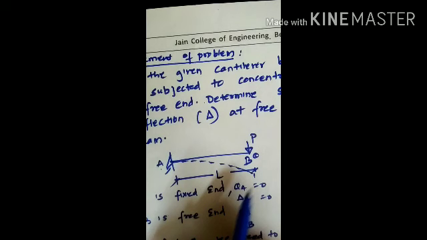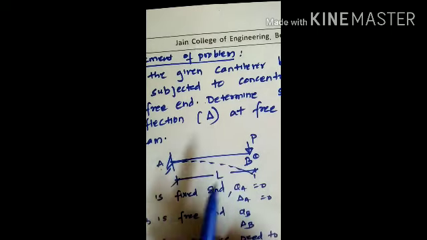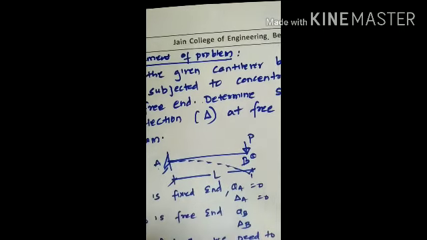Whatever value we calculate at B, if I calculate slope at B, it will be called theta B. If I calculate deflection at B, it will be called delta B. Now what is the first step here? This is a cantilever beam carrying a point load P, and the distance between the 2 points is L. That is nothing but the span of the beam. The first step is to draw an elastic curve.